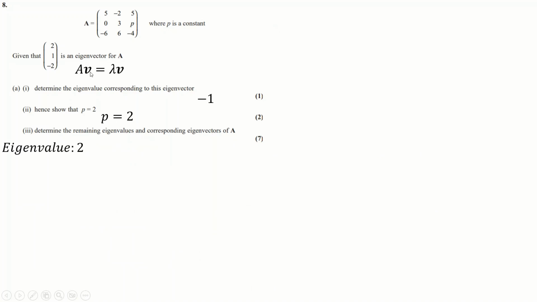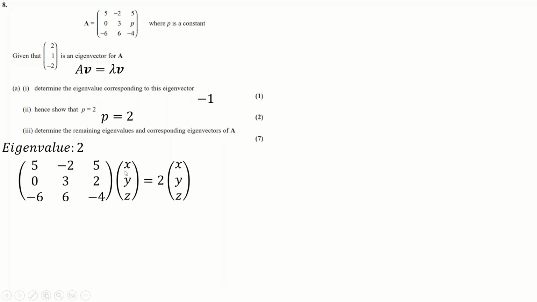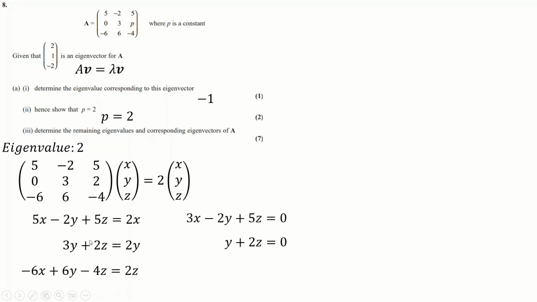Let's start with 2. So we set up this equation again, but we know this should be a 2 here. Just use an x, y, and z for your unknown eigenvector. Expand this out, top row, middle row, bottom row. You get this, this, and this, which can tidy up into this, and this. Or this, take away 2 to get this, and then divide everything by 6 to get this.